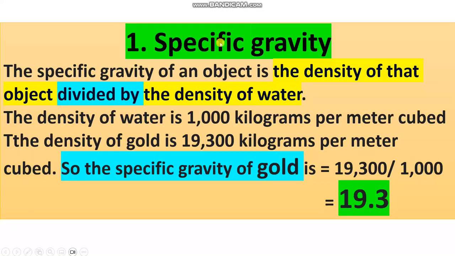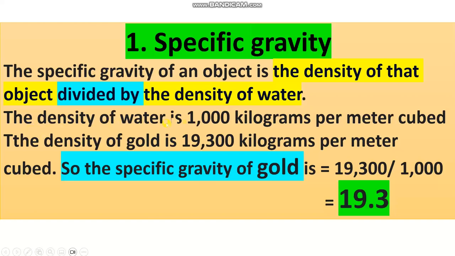The point number 1, specific gravity. What is the definition of specific gravity? It is the ratio or comparison between the density of an object and the water density. Look here, the specific gravity of an object is the density of this object divided by the density of water. So the ratio of the density of the object and the density of the water.